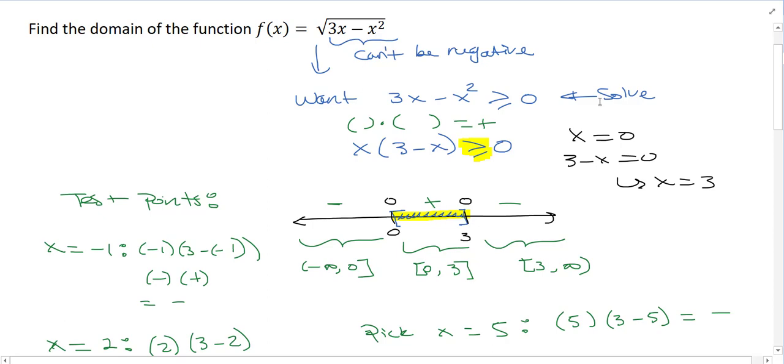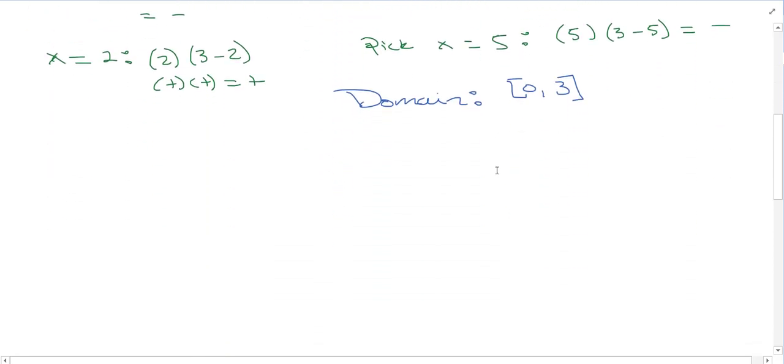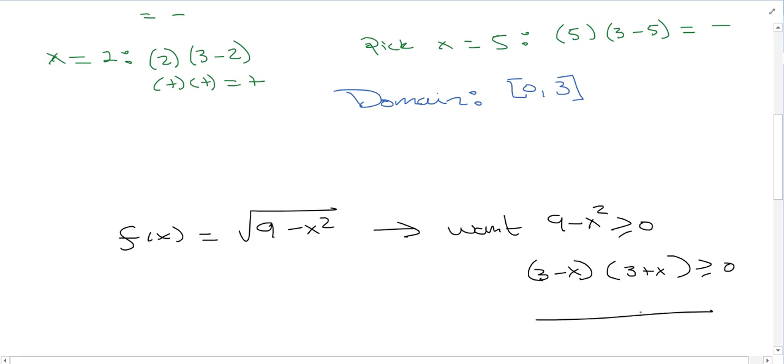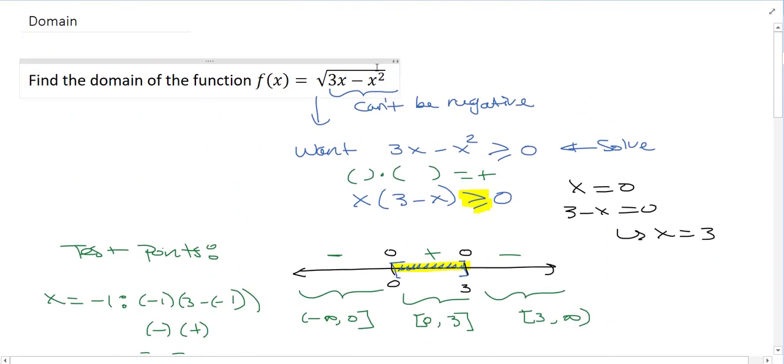Whenever you have to solve a higher order inequality, make sure that you factor first and then use a number line or whatever method you used in your prior class to solve higher order inequalities. A similar problem you might see would be something like f of x equals the square root of 9 minus x squared. In this case, I want 9 minus x squared to be greater than or equal to 0. And here I would have to factor, do the same thing with a number line, and plug in your test points. Hopefully that helps for these harder domain problems.